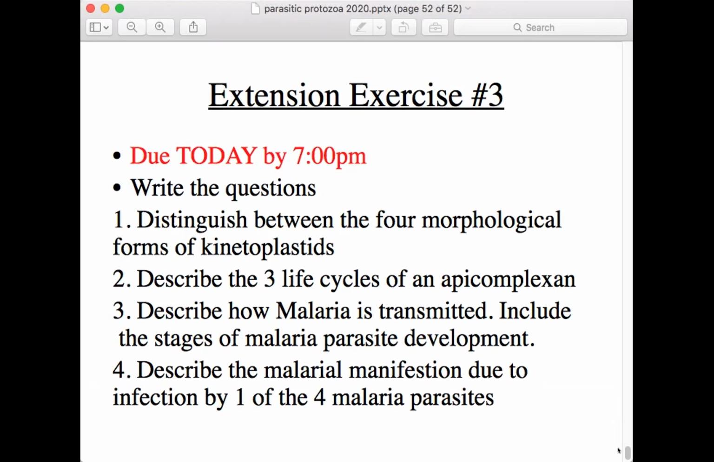So you're going to choose one and describe the manifestation of that infection in a human. All right, so this extension will take you a little time tonight, so don't take it for granted. Do not wait till the last minute to do it.